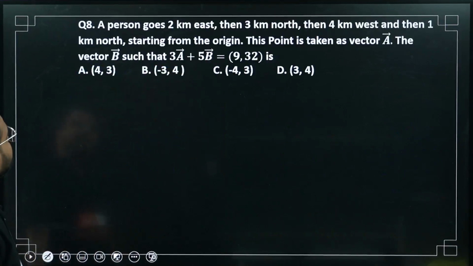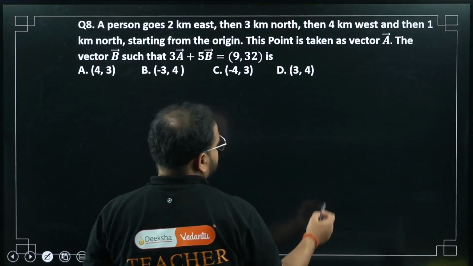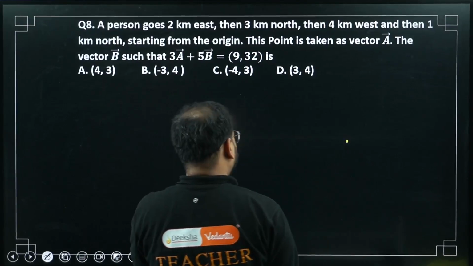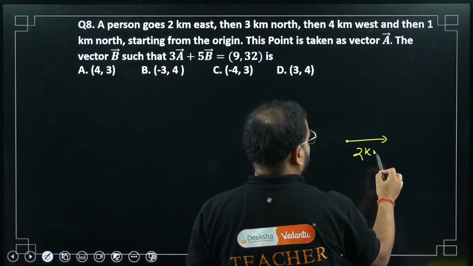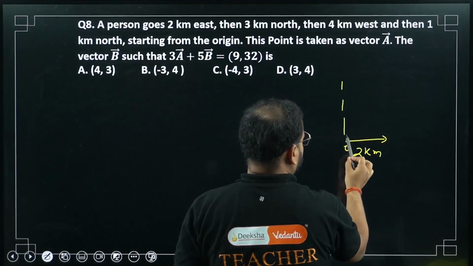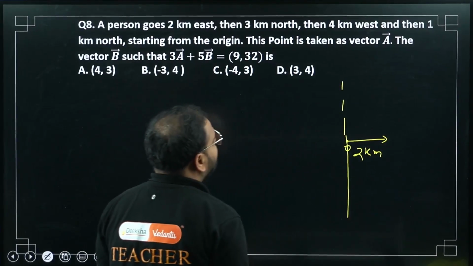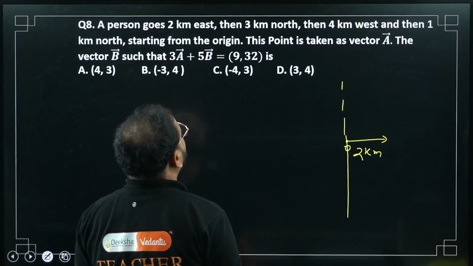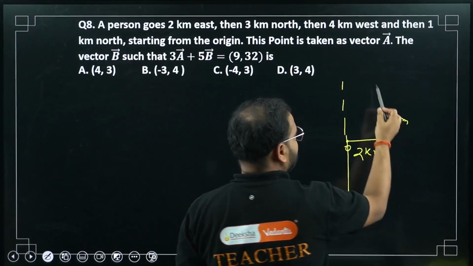Chaliye. Question number 8. A person goes 2 kilometers east. Okay, so let's say he is here. From here he goes 2 kilometers east. If this is, let's say, the origin point, 2 kilometers east he went. Then he went 3 kilometers north, like this. 3 kilometers north means up, right?